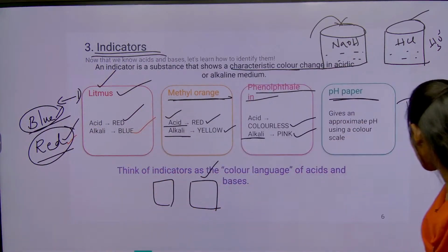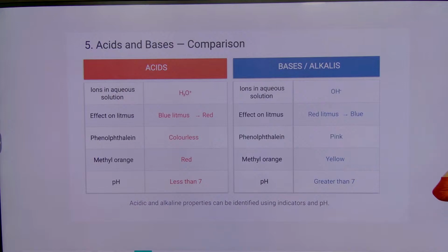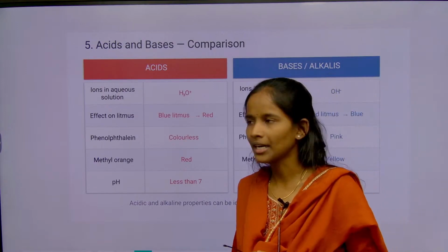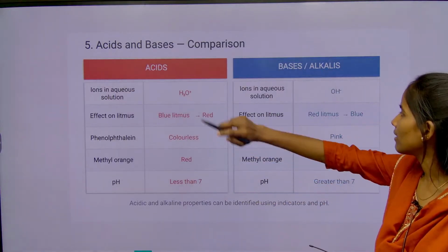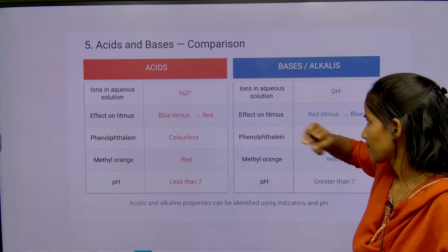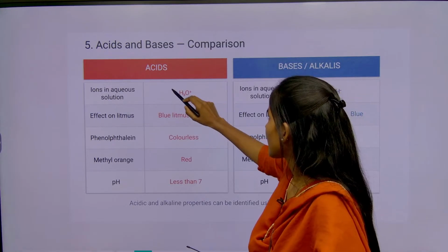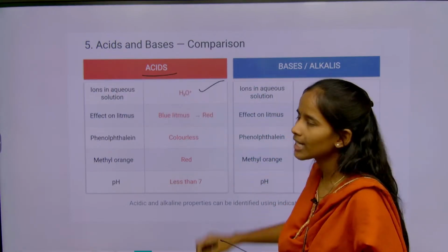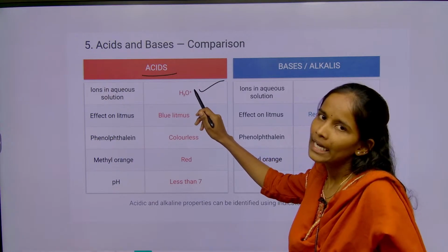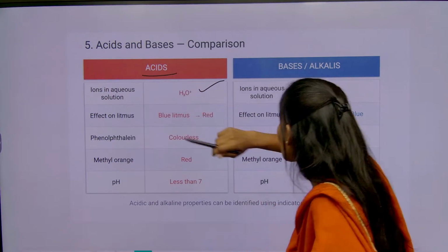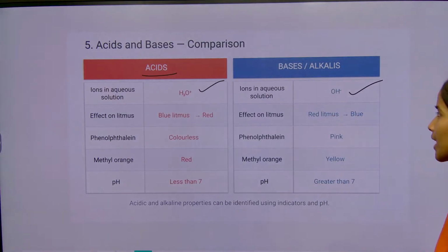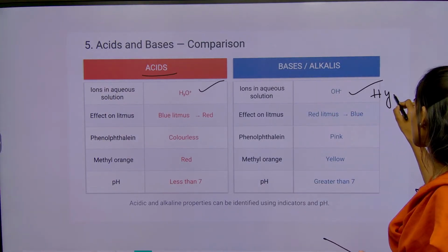Now see the next one, differences. We have learned about acids, we have learned about bases, and different indicators also we have learned. Now see the main differences between acids and bases. First one is, in acids we know H3O+ ion is released, hydronium. Acids will release hydronium ions. Next, in the bases we will get OH- ion, which we call hydroxide.